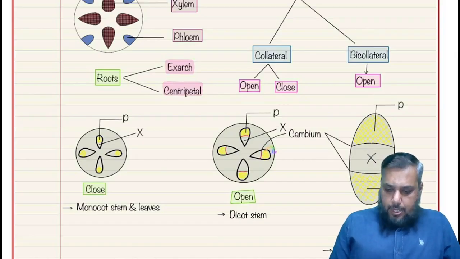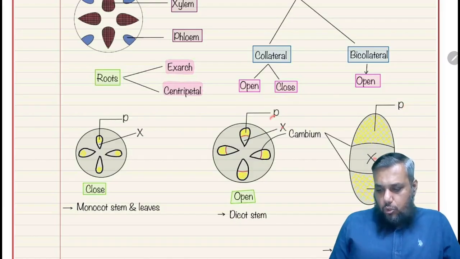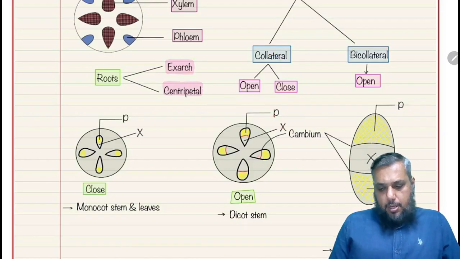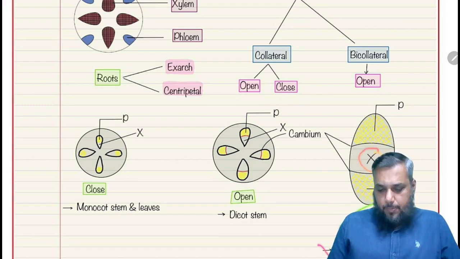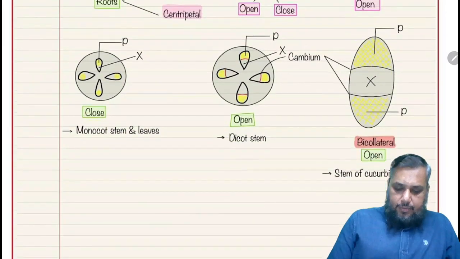In conjoint, if there is one bundle of xylem and one bundle of phloem, it is called collateral. If there is one xylem and two phloem bundles, it is called bicollateral. In collateral, if cambium is present, it is called open, open for secondary growth. If cambium is absent, it is called closed. Open type is seen in dicot stem. Bicollateral, where you have one bundle of xylem surrounded by two bundles of phloem, is always open, as in the stem of cucurbit. Whereas closed has only xylem and phloem, no cambium, and you'll find it in a monocot stem and the leaves.